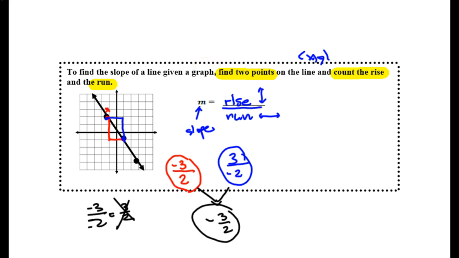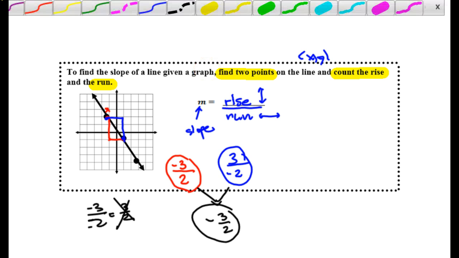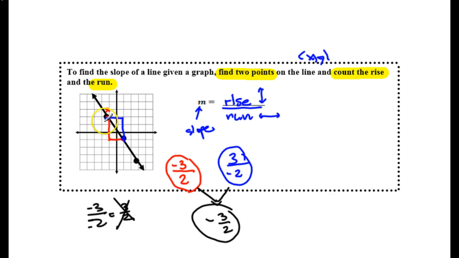Okay? Alright, let me do this one more way. Let's say instead of choosing these two, let's pretend we chose this point and the point all the way down here. Okay? And watch, we'll get the same answer. So I'm going to start here, and I'm going to go to this point. So from here to here, I need to rise down 1, 2, 3, 4, 5, 6. So in this case, my rise is a negative 6. I rose down 6. Then I'm going to run to the right this way, so that's positive 1, 2, 3, 4.